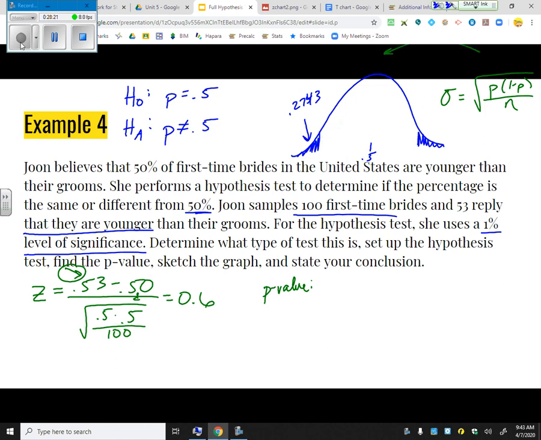Now, I definitely could do 1 minus whatever I found. But the idea is if this is 0.2743, this one over here is 0.2743, making it so that my p-value is going to be both of these added together. So I take the 0.2743, multiply it by 2, and get 0.5486. That's my p-value. That is a large p-value.